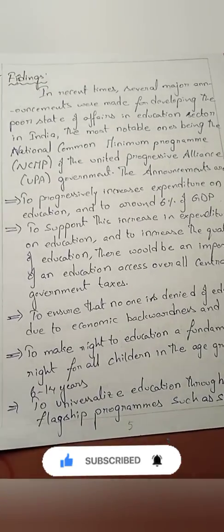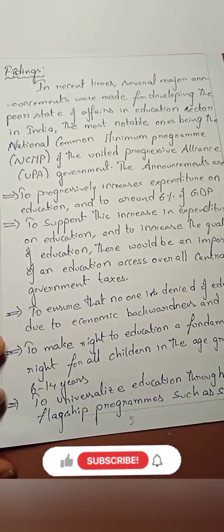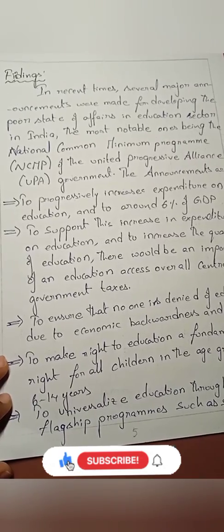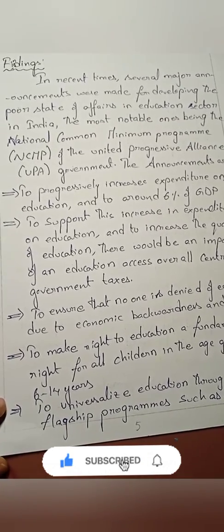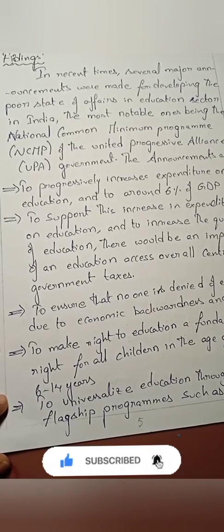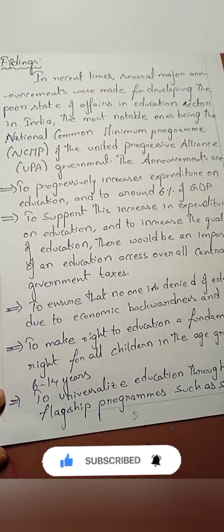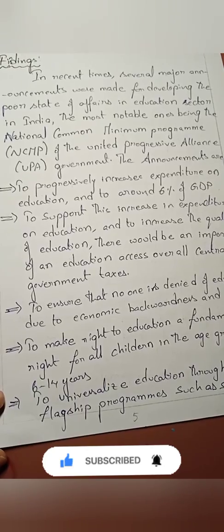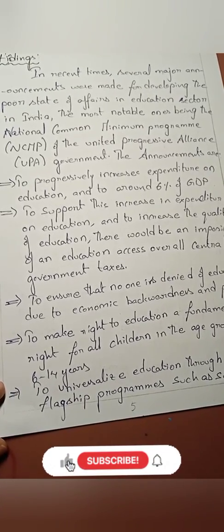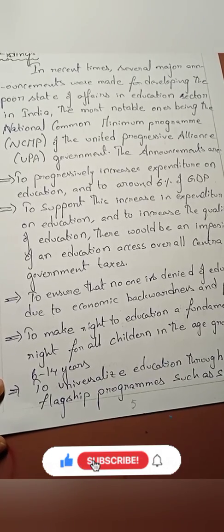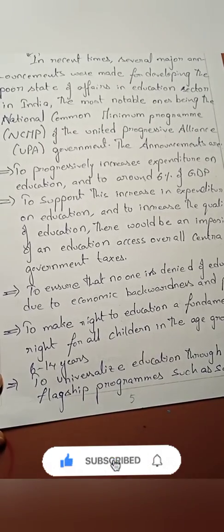Findings. In recent times, several major announcements were made for development of the poor state of affairs in the education sector in India. The most notable ones being the National Common Minimum Program of the United Progressive Alliance government. The announcements are to progressively increase expenditure on education to around 6% of GDP.